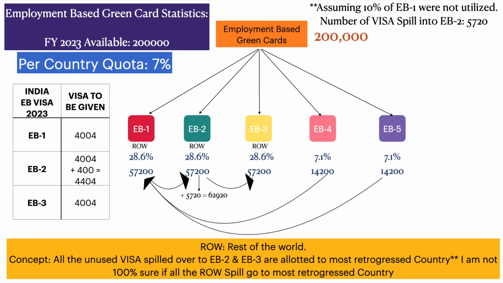Now, one of the other highlights that you would see from this table right away, and I have discussed this particular thing, is the spillover from EB2 ROW into the most retrogressed country. If you go back and look at those videos, I'll put a link in the description and it might also be popping up somewhere on the top. In that video I have shown how the spillover works, right? And how retrogression can be taken care of using those spillovers.